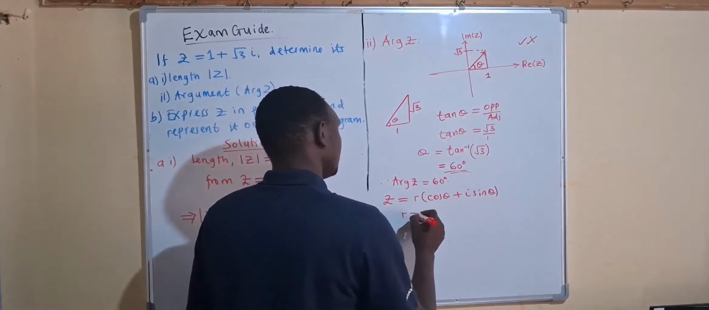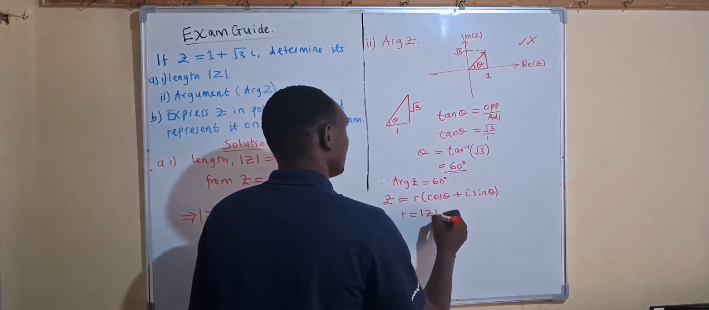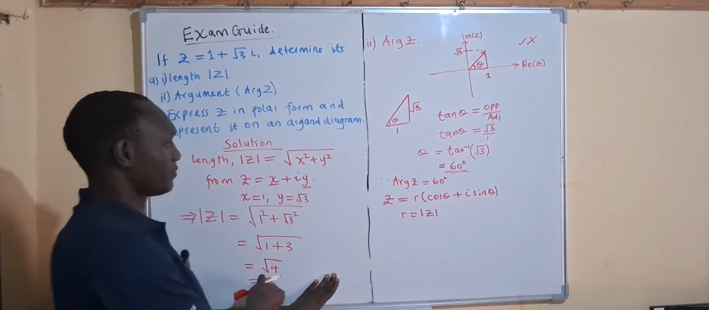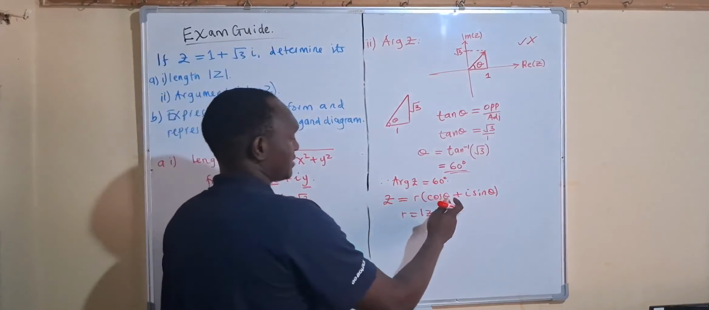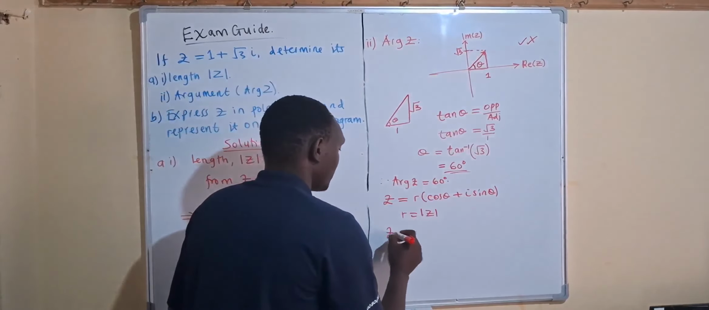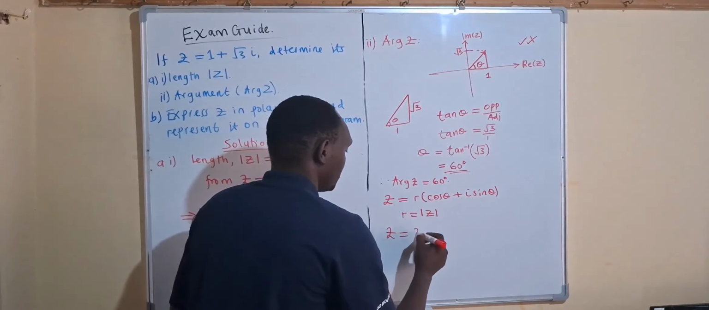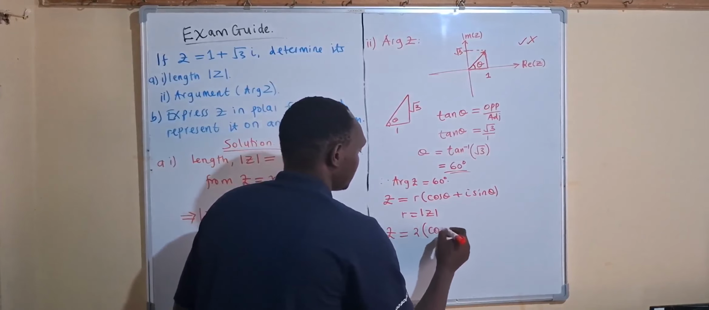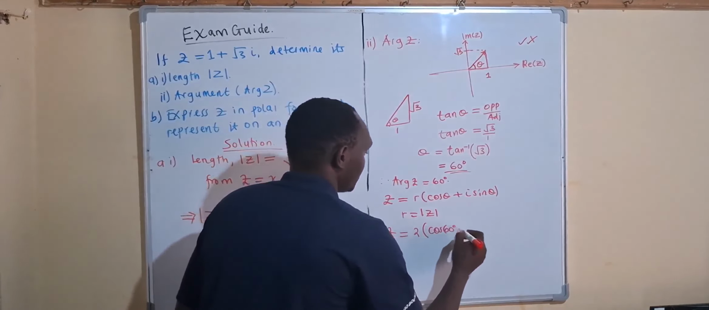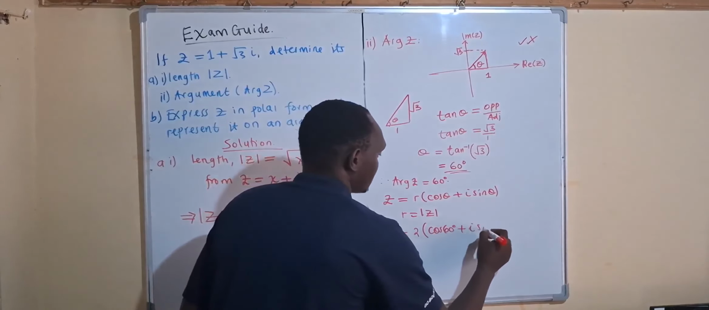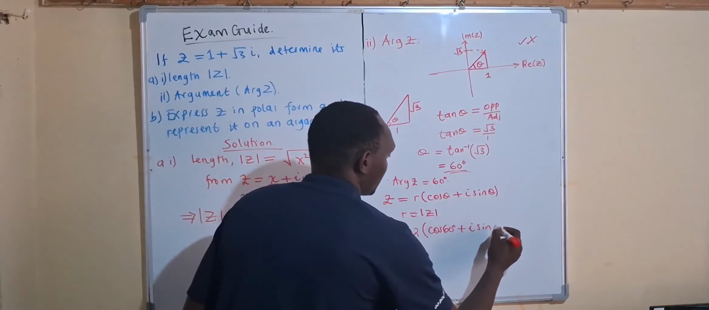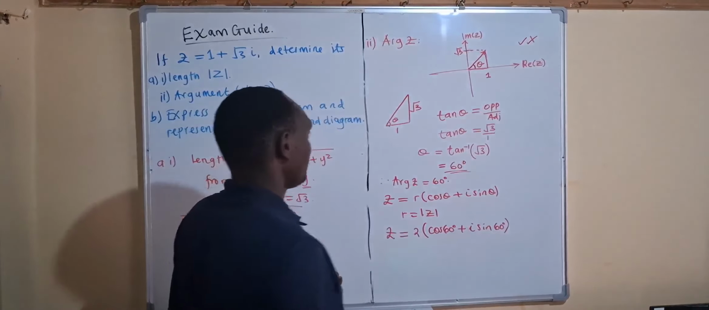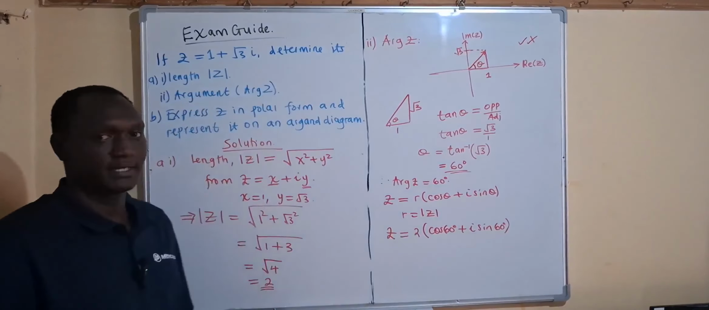Where r is the magnitude of the complex number z, which we have obtained already as 2, and we have the angle here as 60. Therefore the polar form becomes z equals r, which is 2, into cosine of 60 degrees plus i sine of 60 degrees. This is the polar form of this complex number.